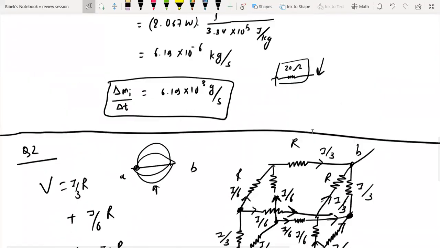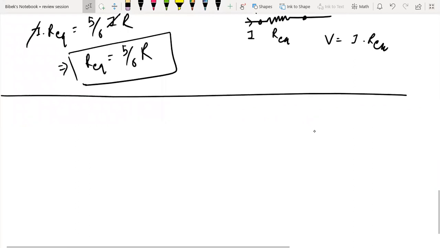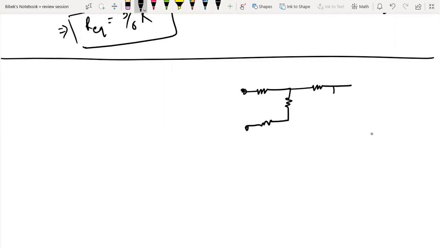Tomorrow, I think you'll be asked to find equivalent resistance, maybe not in a complex problem like this. Sometimes you'll be asked to find equivalent resistance in circuits like this. I hope you have seen something like this before. Okay.